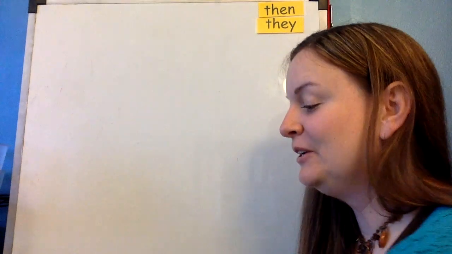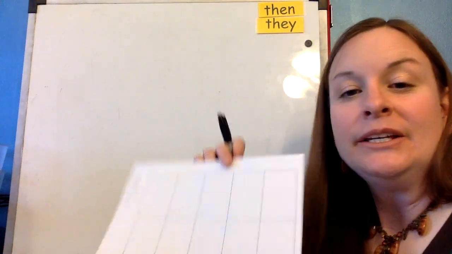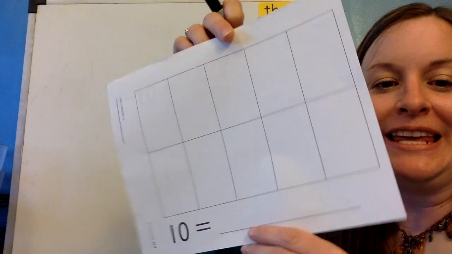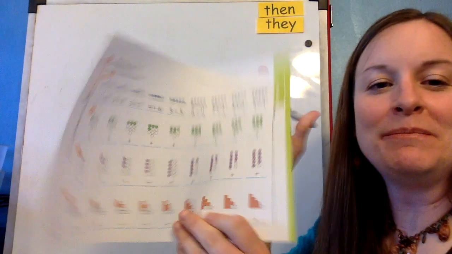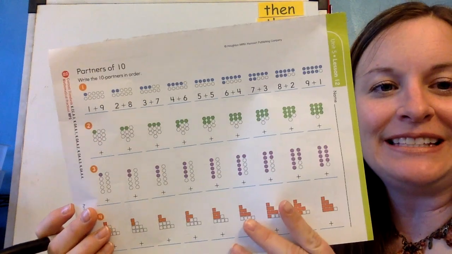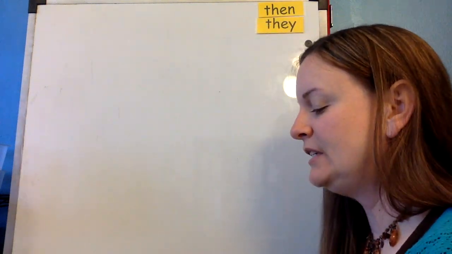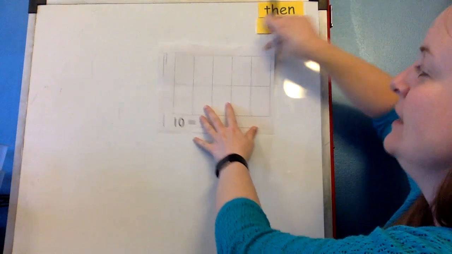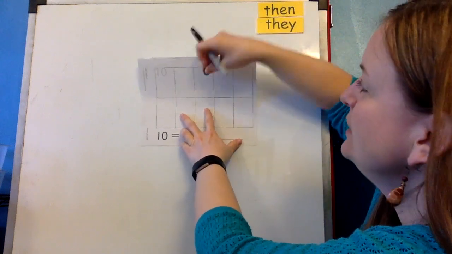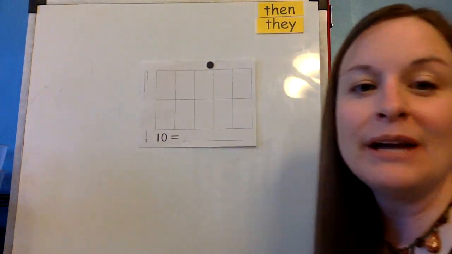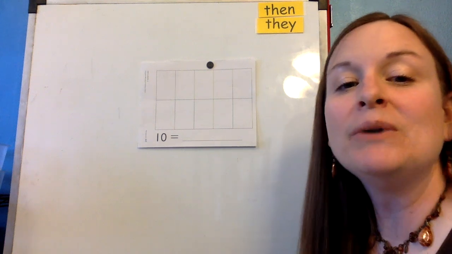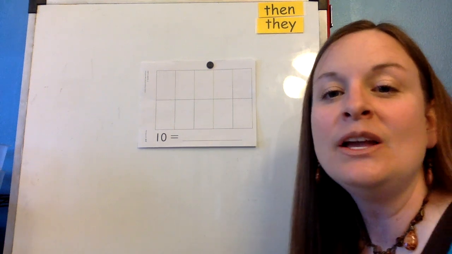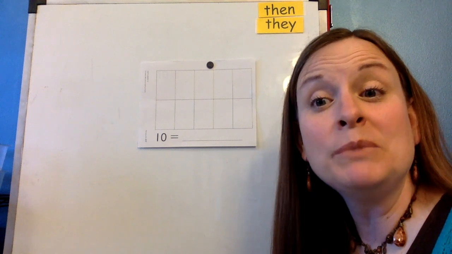Today for math, you're going to need two papers. You need the paper that looks like this, and then you'll also need the paper that looks like this. So first, on here, they want you to draw. Now you only have to do one side.